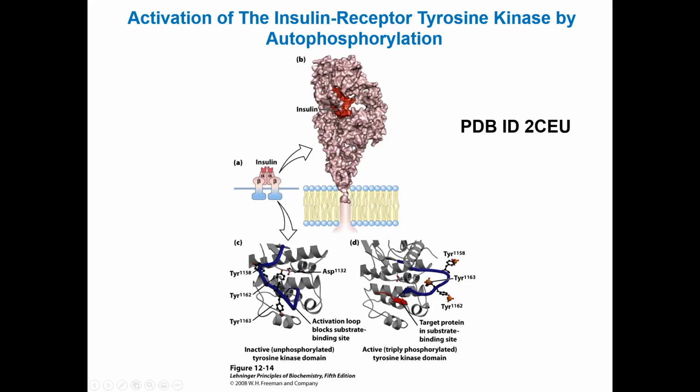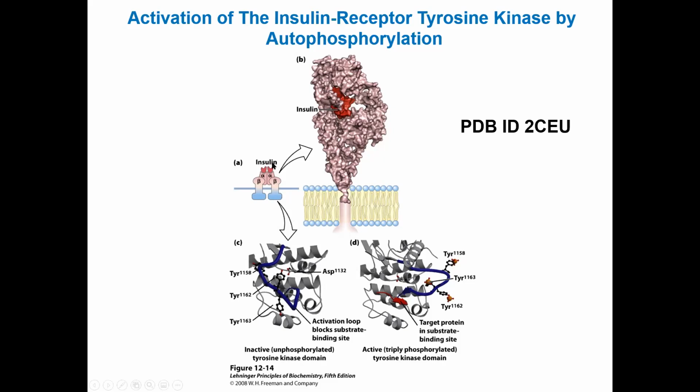This hydrogen bonding network, tyrosine 1162 to aspartate 1132, stabilizes this activation loop in such a way that it literally blocks the binding site for the substrate. Remember, the insulin receptor gets activated and it has to go and phosphorylate its downstream signaling molecules. That's its function. So the downstream protein molecules must have access to this kinase domain. But in the inactive state, that is blocked.